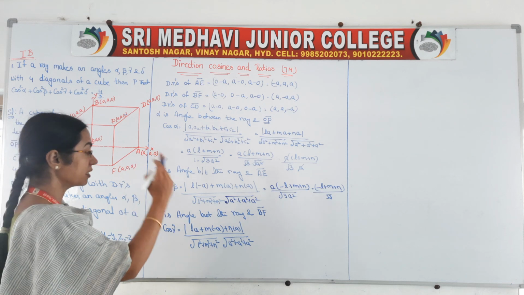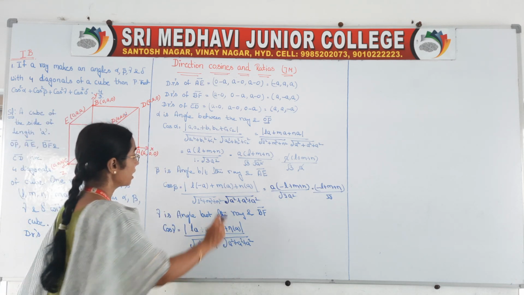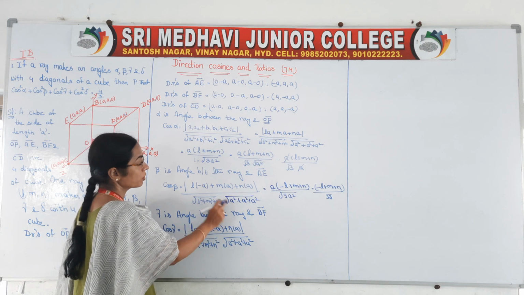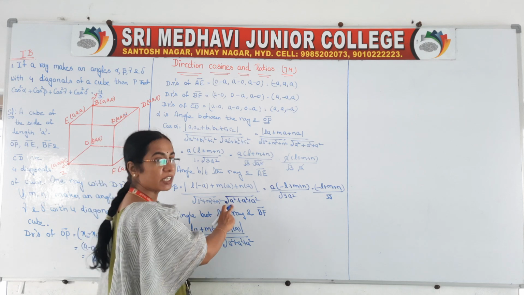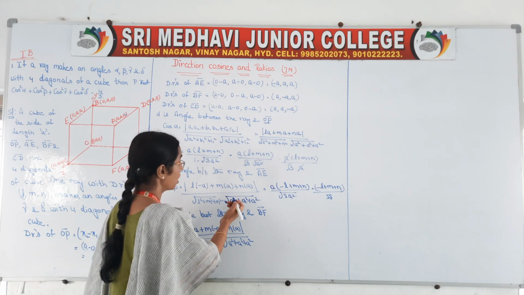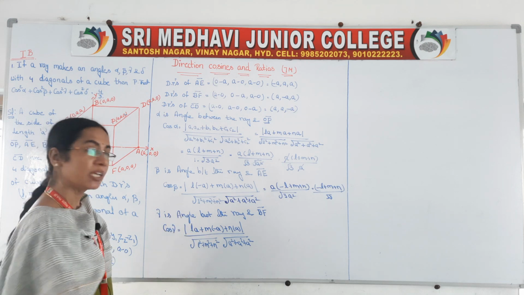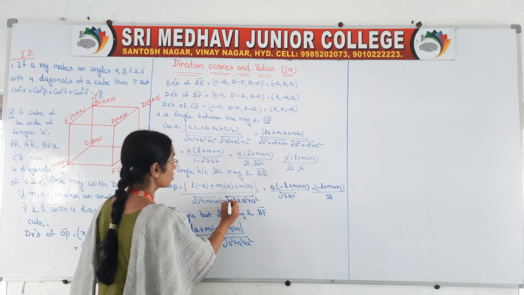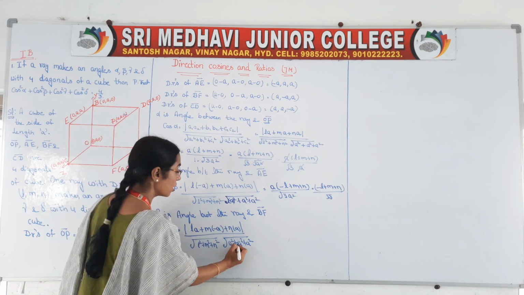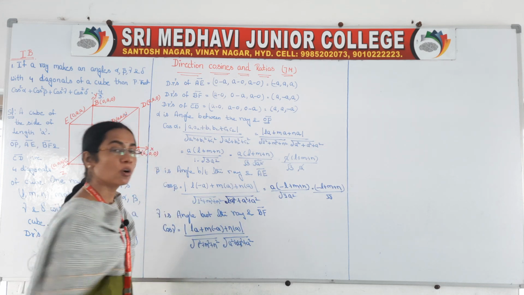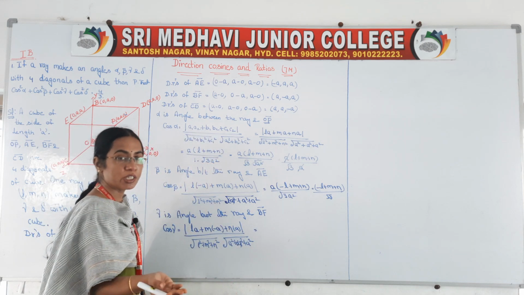Actually it is minus a whole square, but it will be a square only. Here also minus a whole square will be there. After squaring, the negative will become positive only. If you want to write, you can write minus a whole square, but after that it becomes a square only.